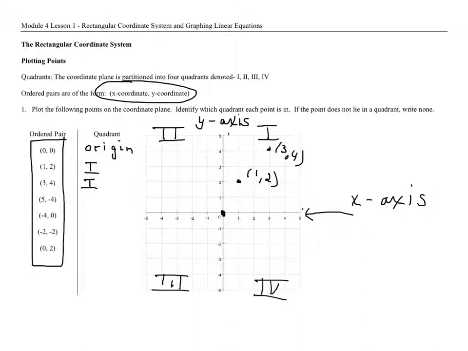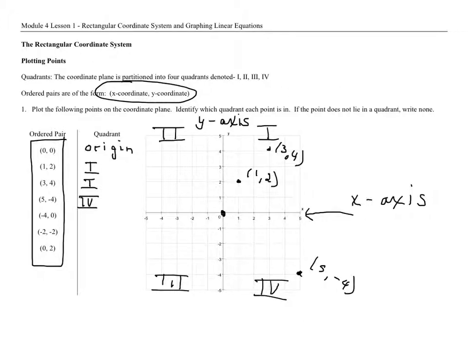The next is 5, negative 4. So that means we're going to go from the origin over 5, and this time down 4. This is the point 5, negative 4, and it looks like it's in quadrant 4.